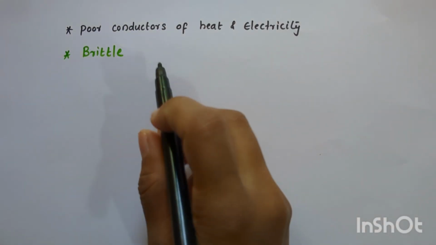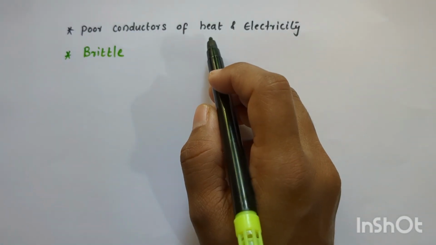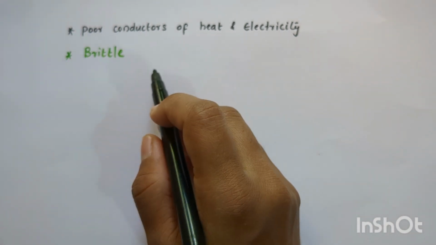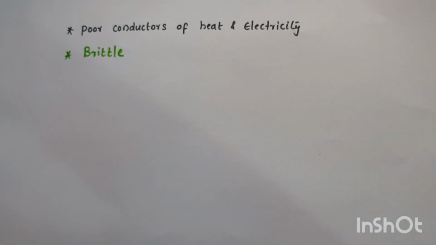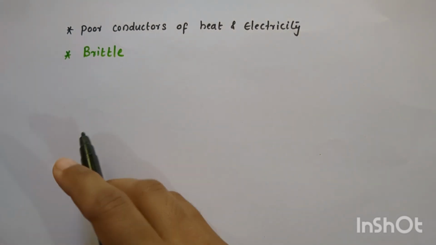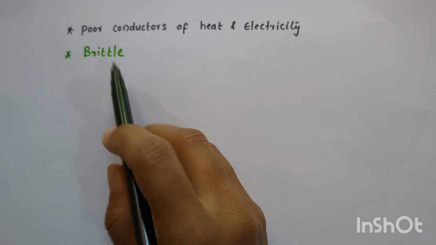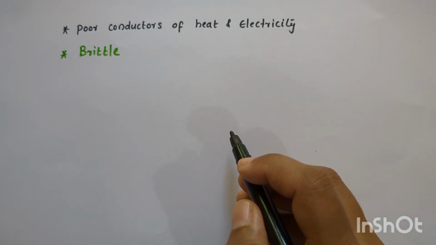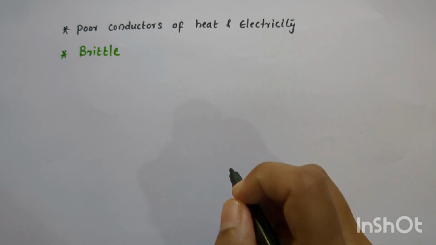Non-metals are poor conductors of heat and electricity. Most non-metallic solids are brittle; that is, they are neither malleable nor ductile. Brittle means they are prone to breaking when subjected to stress or impact.